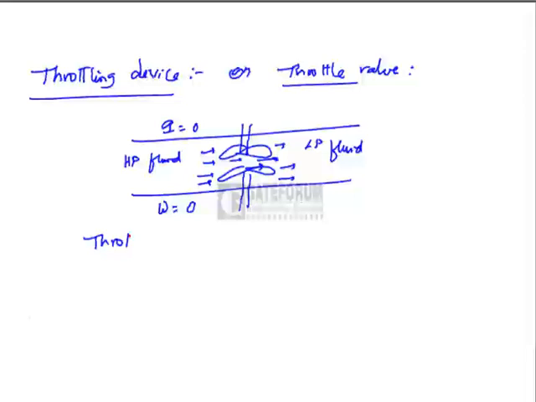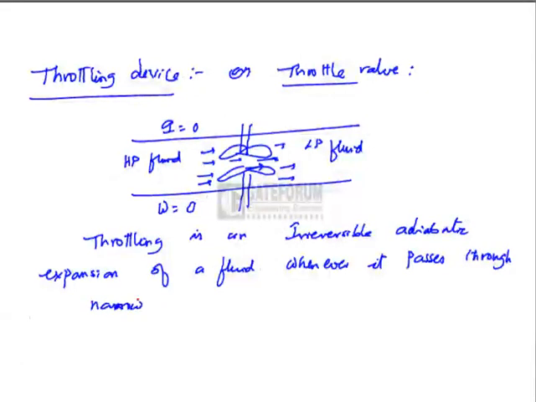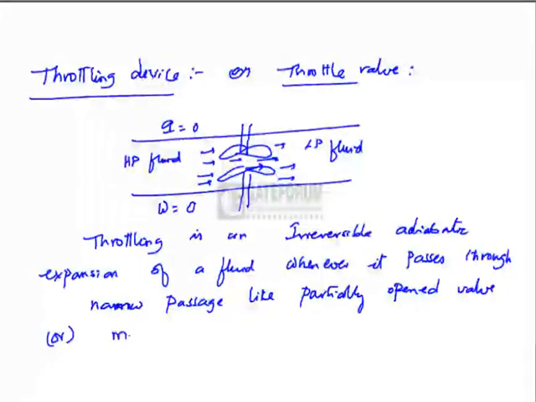So, throttling can be defined as irreversible adiabatic expansion of a fluid whenever it passes through a narrow passage like partially opened valve or multiple orifices or a porous plug.